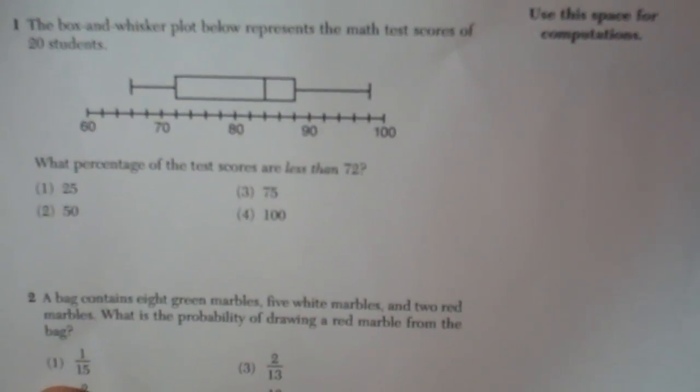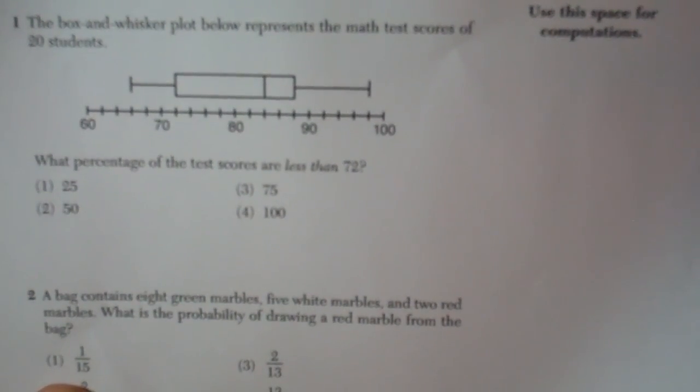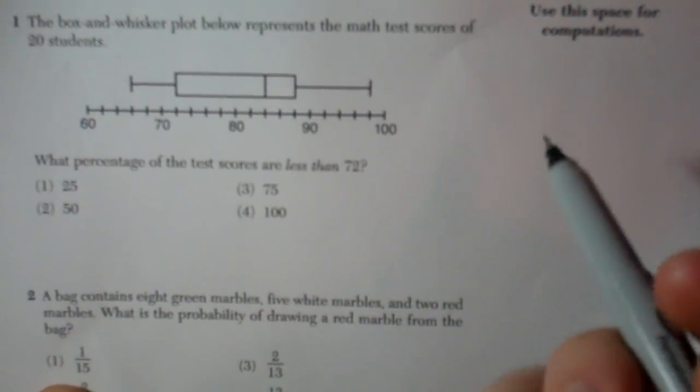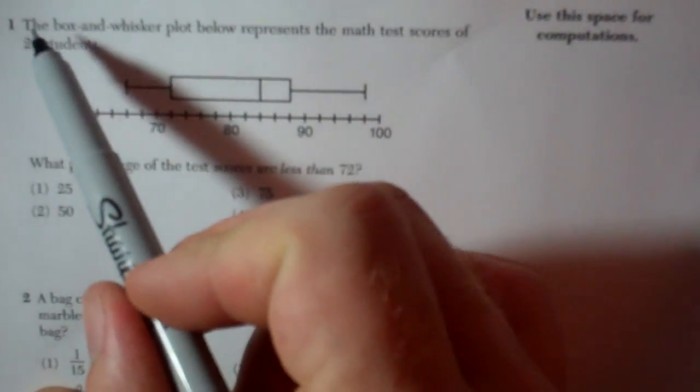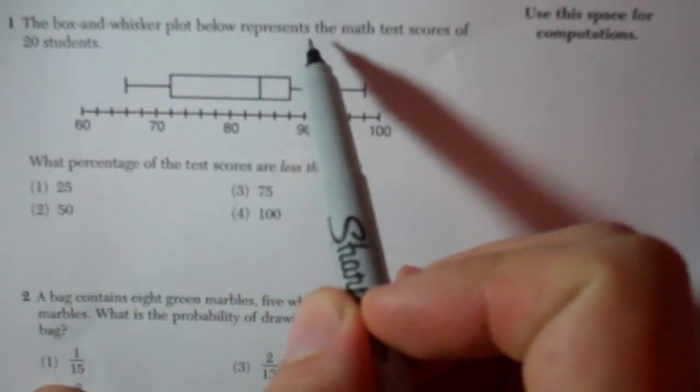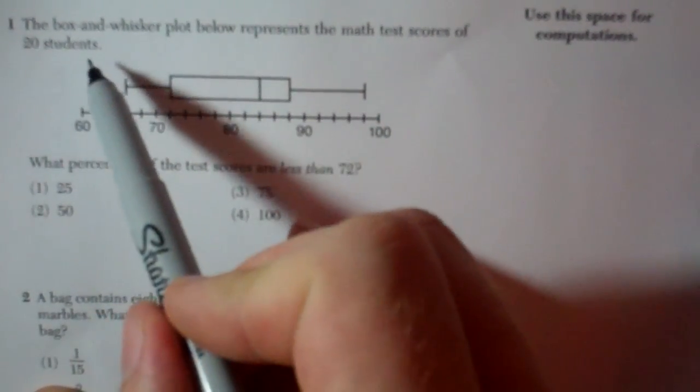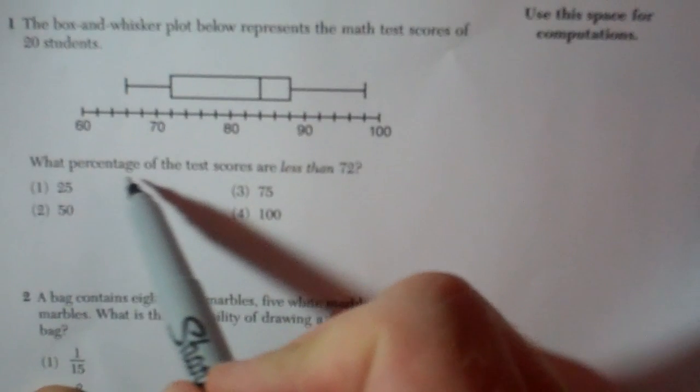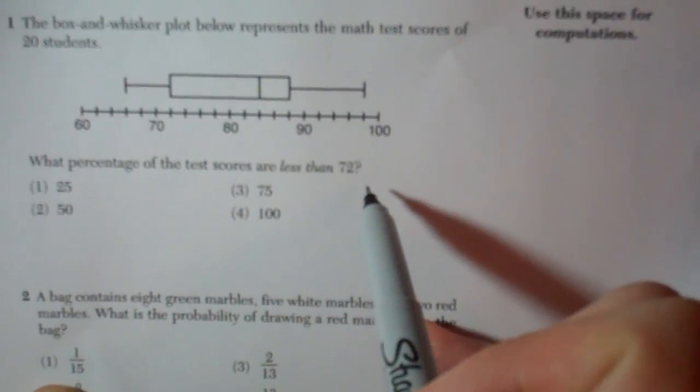Okay, we're looking at number 1 from the Integrated Algebra Regents from January of 2010. The question says, the box and whisker plot below represents the math test scores of 20 students. What percentage of the test scores are less than 72?